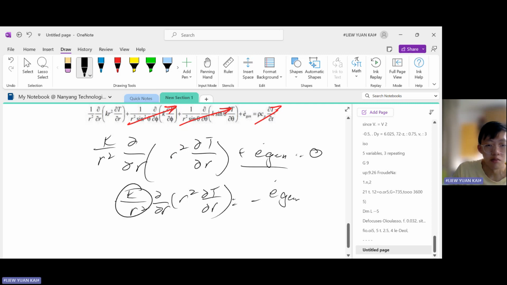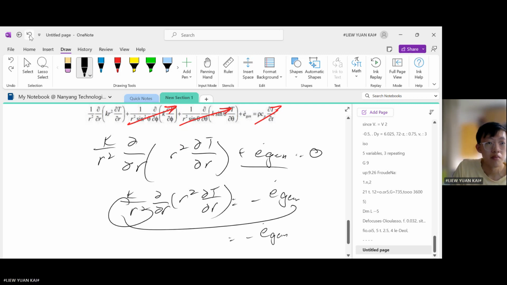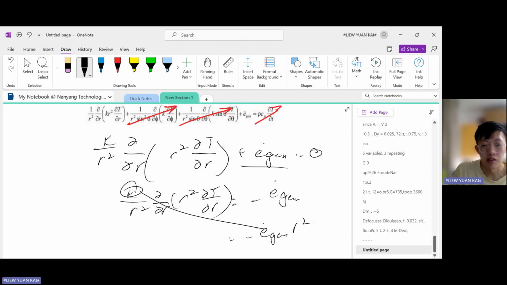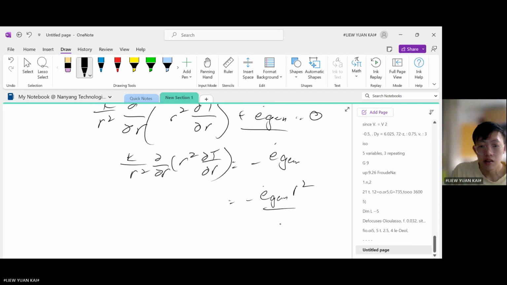Okay, now you move this term to the other side. Okay, so if you do that, you get negative e gen. Okay, so the r squared will come to the top. So we have r squared, and then the k will go to the bottom. So divided by k, then we're left with the derivative term.